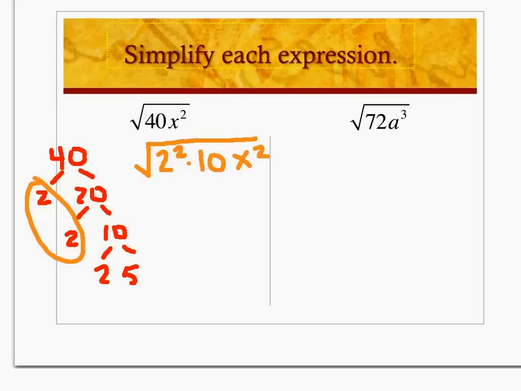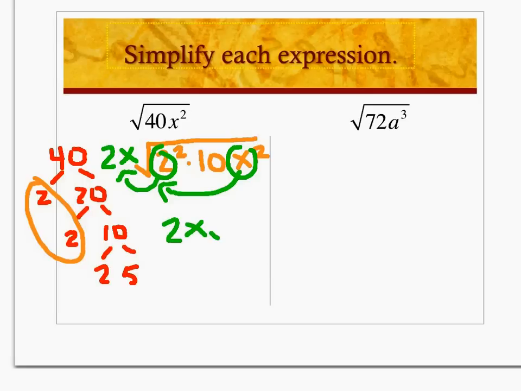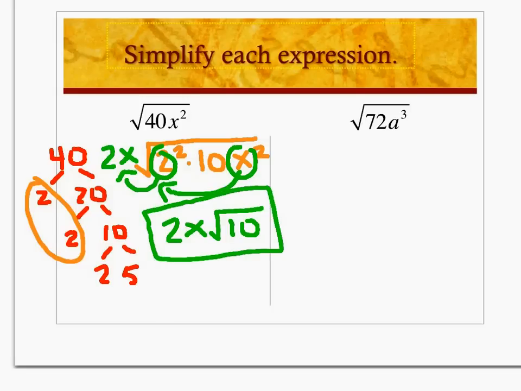Now remember, anything that's written to the power of 2 is going to hop out. So this 2 will hop out, and this x will hop out. So this is going to reduce to 2x. Whatever doesn't pair up or is to the power of 2 stays inside. So this is 2x times the square root of 10.